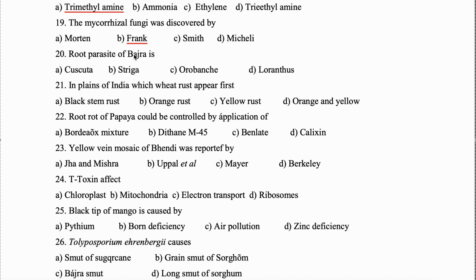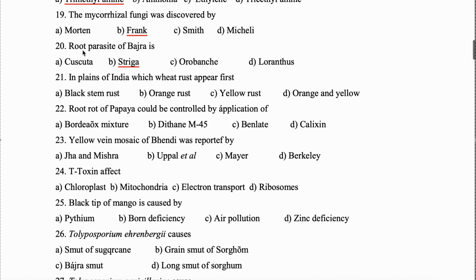Okay. So here if we see the options, option A, Cuscuta, it is a stem parasite. Again option D, Loranthus, is also a stem parasite. So it brings down to option B and C. But for bajra, we normally see Striga. Okay, so the answer is Striga for root parasite of bajra.